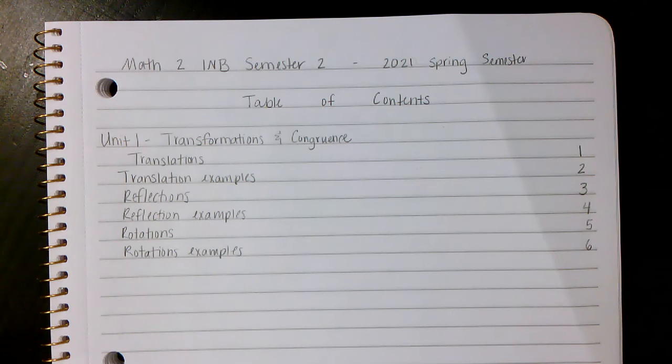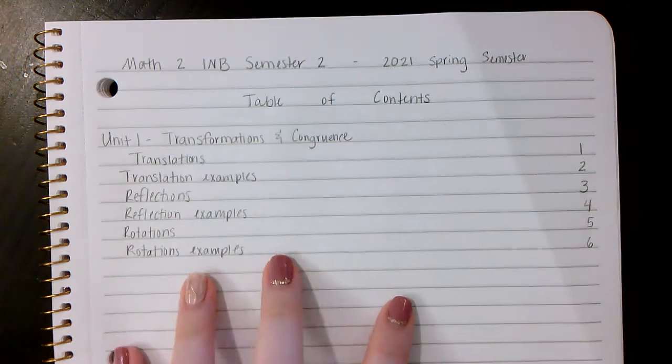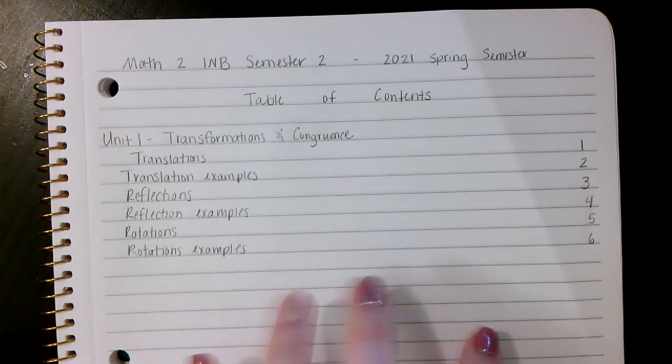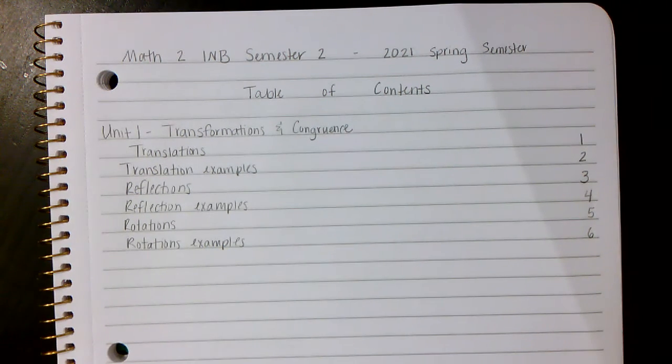Hey guys, so today we are doing notes on rotations. We are still in our Unit 1, Transformations and Congruences, so we're looking at different ways to move shapes and points and images on a coordinate plane. At this point, your table of contents should be updated and look like mine. So today's notes will be page 5 and page 6, which will be rotations and rotation examples.